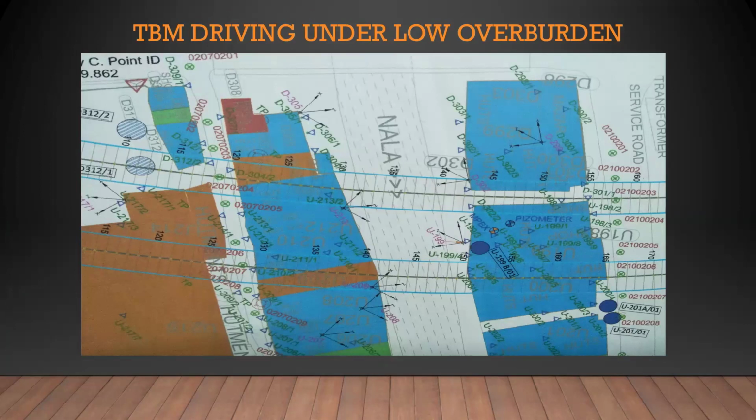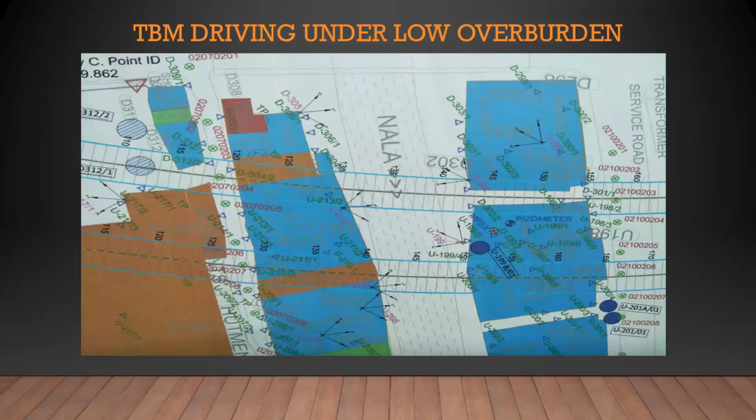This is the challenging job we have done in the Lucknow Metro project. TBM driving under low overburden. It is also called Haider Canal. Haider Canal is in Husseinganj area of Lucknow, India. The densely populated area is very congested with limited access to any investigation and construction activities.